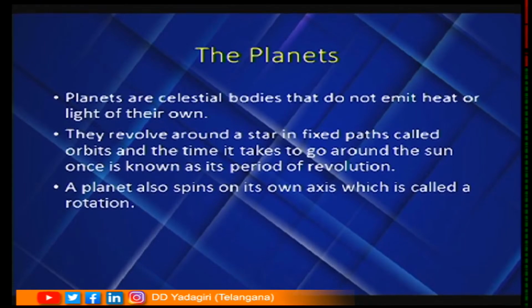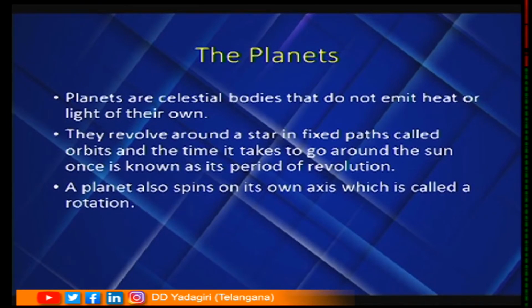The planets are the celestial bodies that do not emit heat or light of their own. So, they are non-luminous bodies. They continuously revolve around a star in their fixed orbits, and the time it takes to go around the sun is known as the period of revolution. A planet also spins on its own axis, which is called rotation.